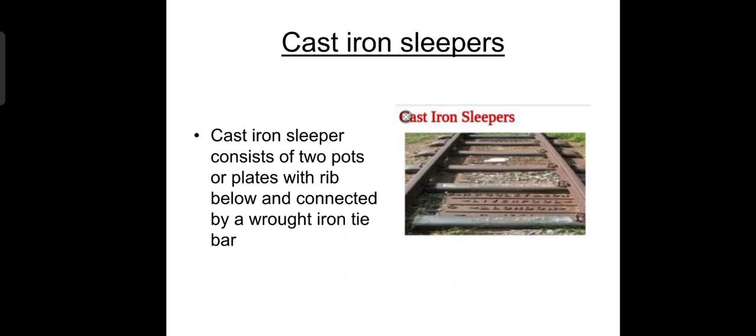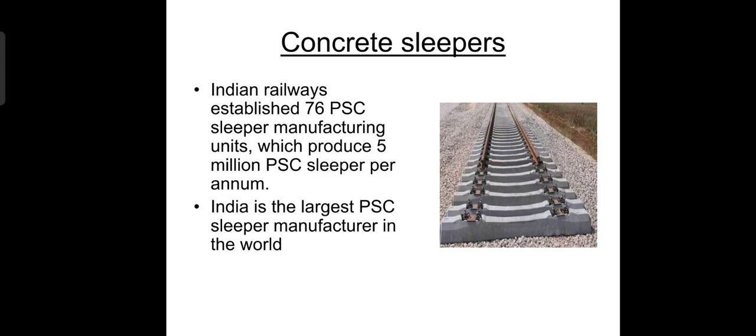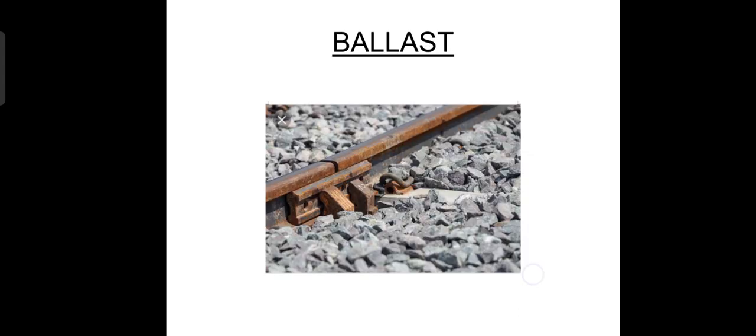Cast iron sleepers. Cast iron sleepers consist of two pots and plates with rib below and connected by a wrought iron tie bar. Concrete sleepers. Indian Railways established 76 PSC sleeper manufacturing units which produce 5 million PSC sleepers per annum. India is the largest PSC sleeper manufacturer in the world.